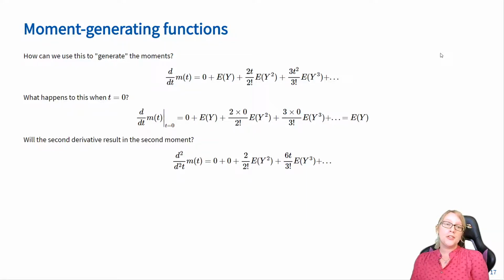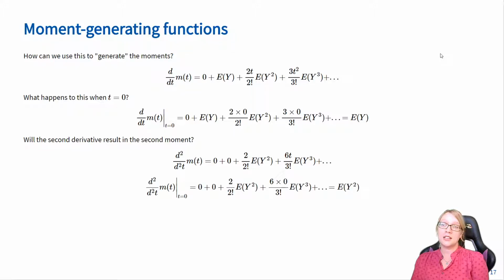Now, let's do this again. So let's take the second derivative. The second derivative with respect to t: this first 0 term will remain 0. The derivative with respect to t of the expected value of y is 0, and so on. So we get something that looks kind of like this. Take this second derivative, evaluate it at 0. What do we get? We get the expected value of y squared, and so on.